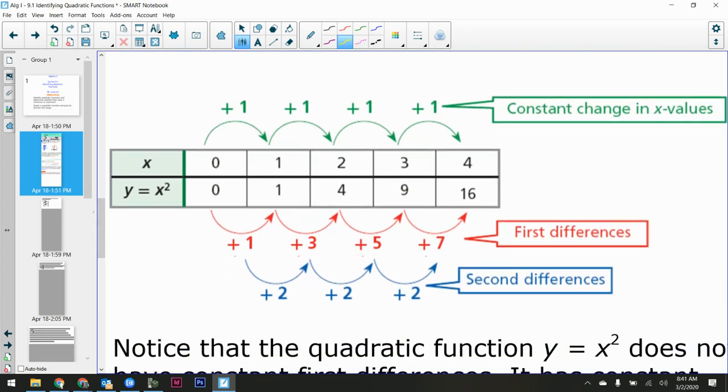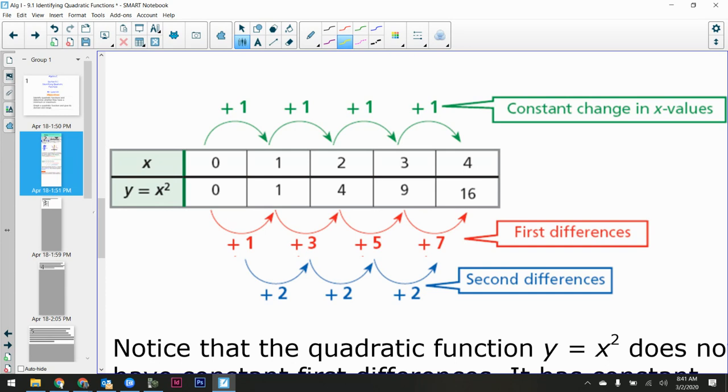That is what's called the second differences. Guys, this is not written on your papers. I'd like you to do this. Look at the table and its y values. You don't really have to worry too much about the x values, but look at the y values. What's happening in each y value? Well, I go up 1, up 3, up 5, up 7.